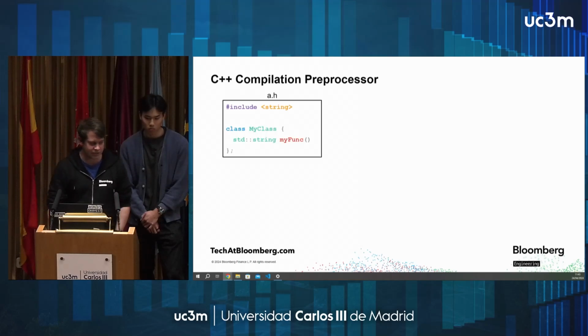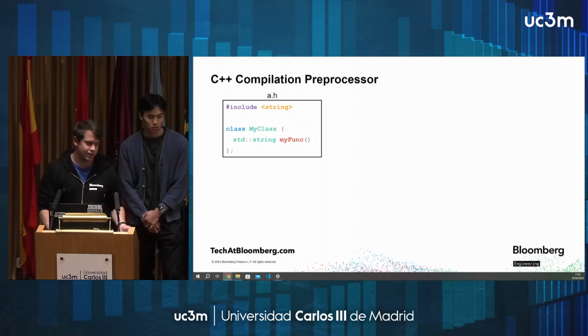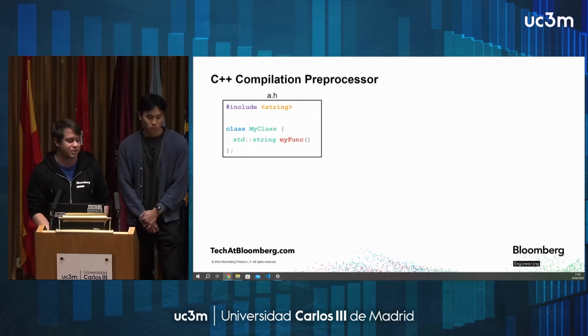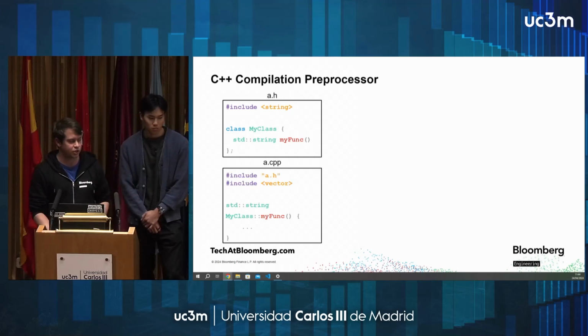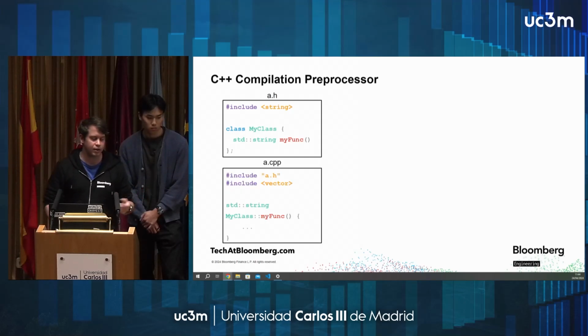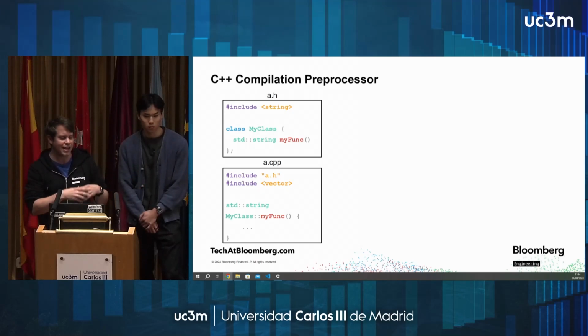And on the preprocessor side of things, I always like a diagram. So we're going to look at something very, very simple here. I have my header file. I'm going to include string because you almost need string everywhere. I have my class. I'm going to declare that I have this function. And then in my CPP file, I include my header and I include a vector because I might need to use that. And then you actually define what your function is doing.